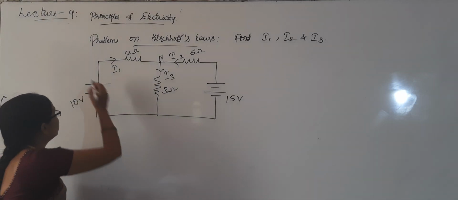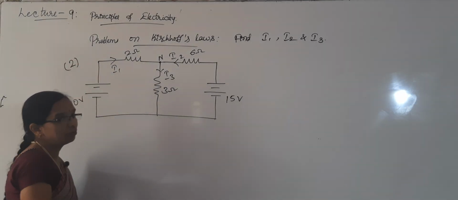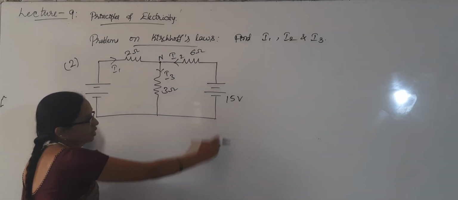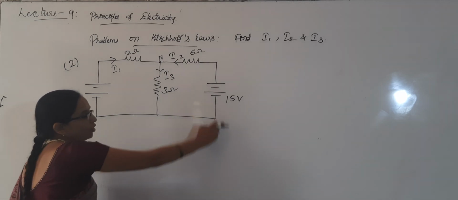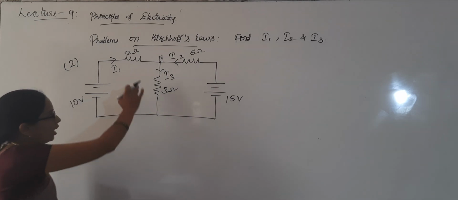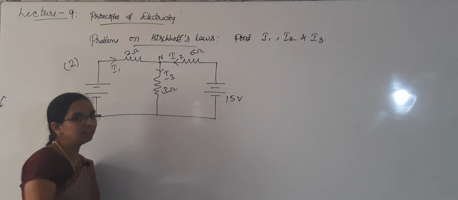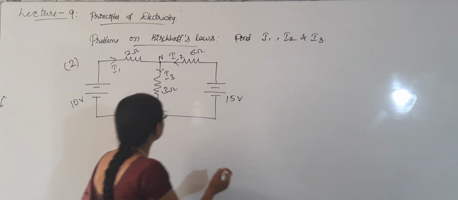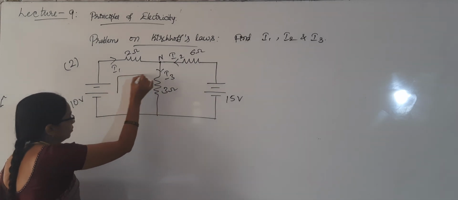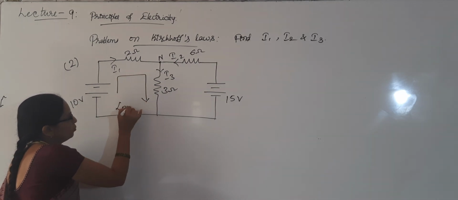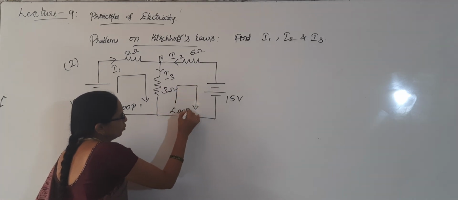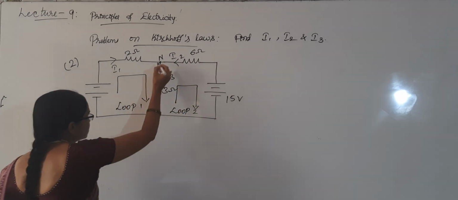Yesterday was the first problem and today we have the second problem. Here 2 sources are given, a 10 volt and a 15 volt source, and 3 resistors are connected across them. See, this is loop 1, this is loop 2 and this is the node N.